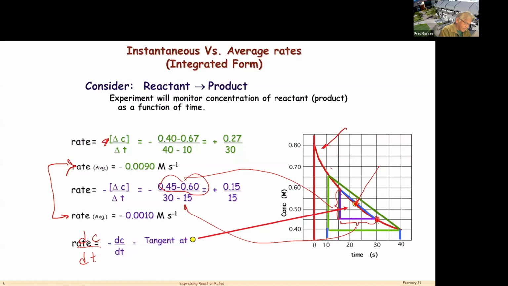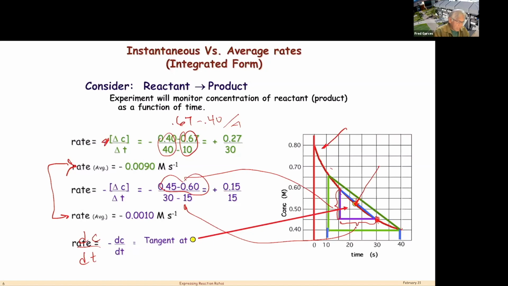Your number here, if you do 0.67 minus 0.40 over 10, yeah, 40, because what you need to remember is that 0.67 and 10 are at the 10 times, and 0.4 and 40 are at the same time. And the fact that it's disappearing just means that it's negative. Don't worry too much about trying to figure it out in the math. The math will work out.